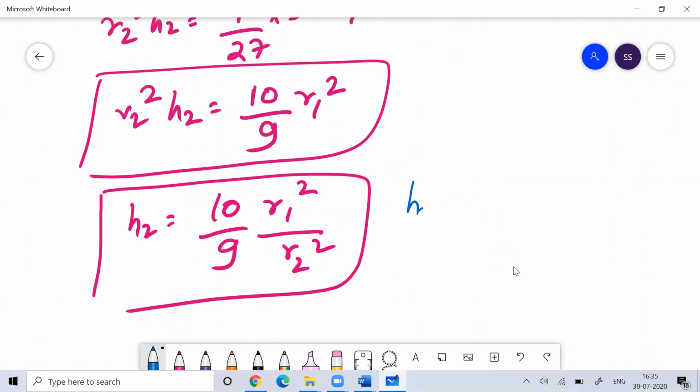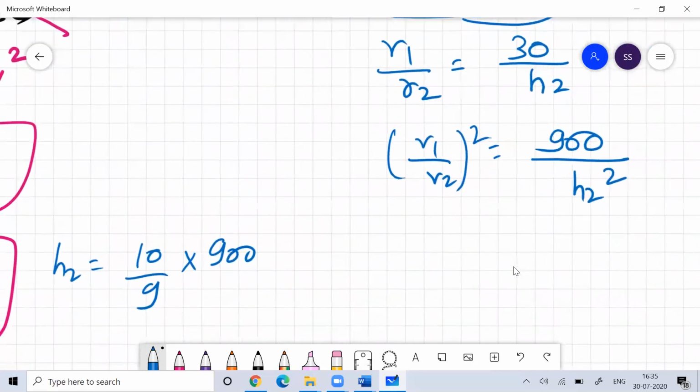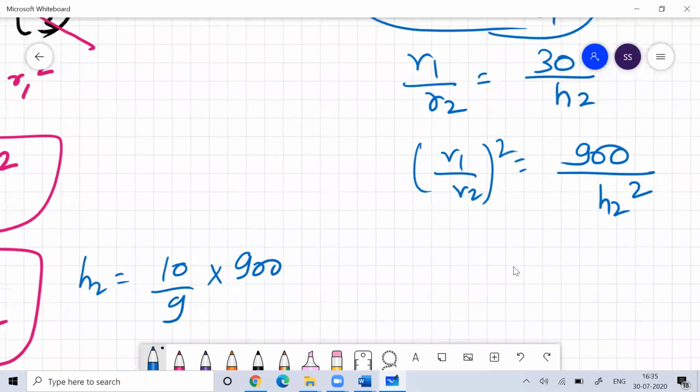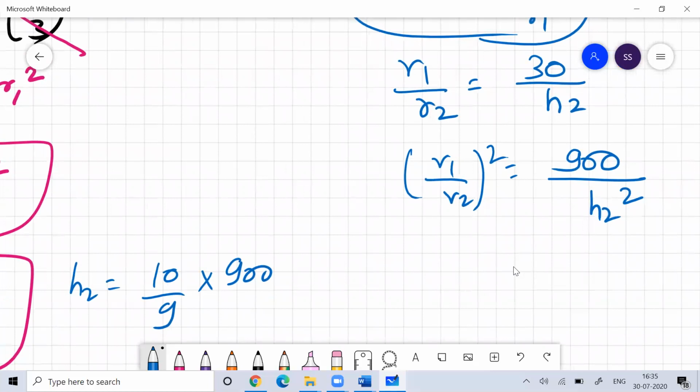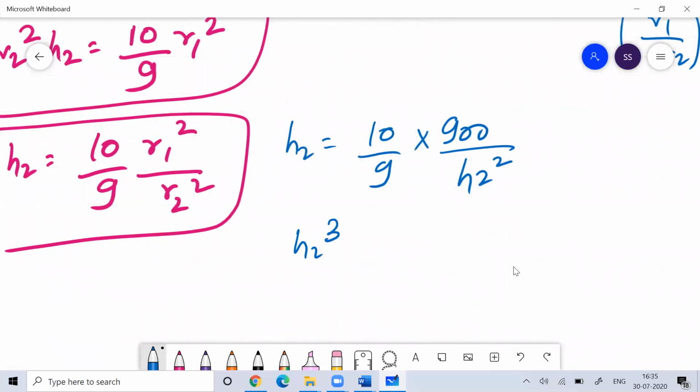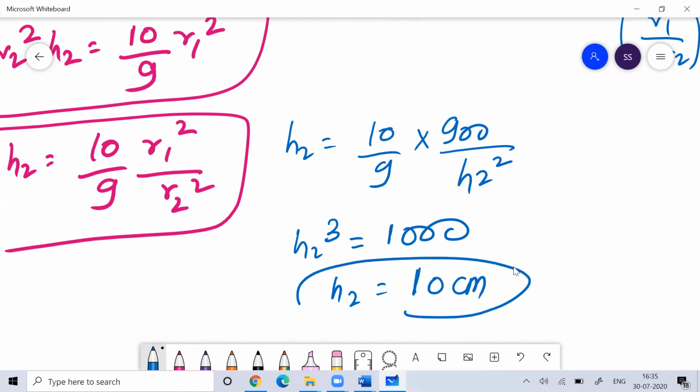So in place of R1 by R2 square, I can write 900 by H2 square. So H2 will be equal to 10 by 9 into 900 by H2 square. So I can write H2 cube is equal to 1000. So I can find the value of H2 is equal to 10 centimeter, assuming the height is given in centimeter.